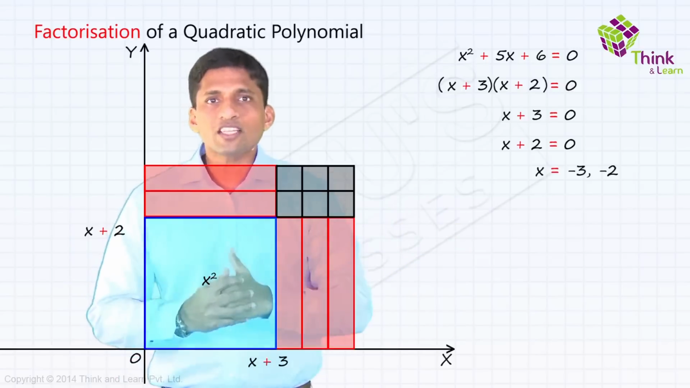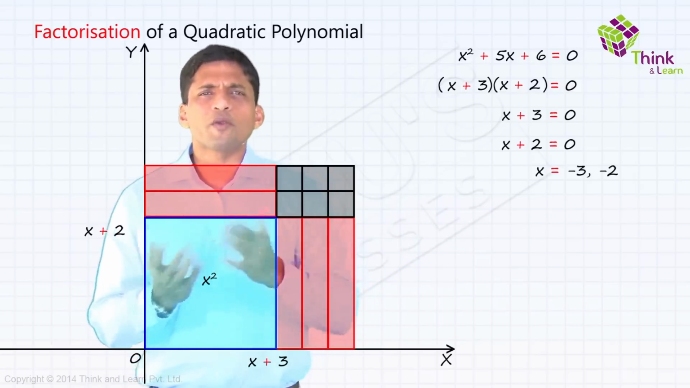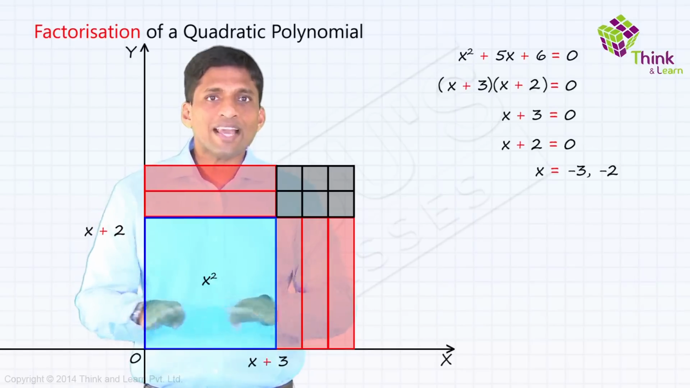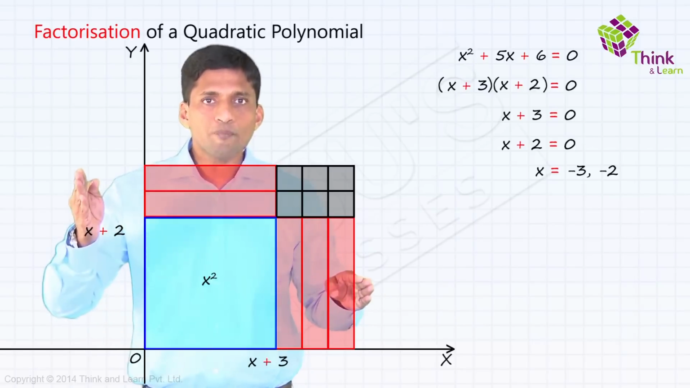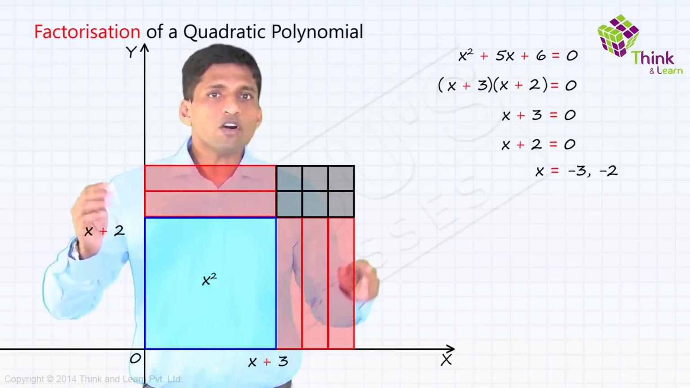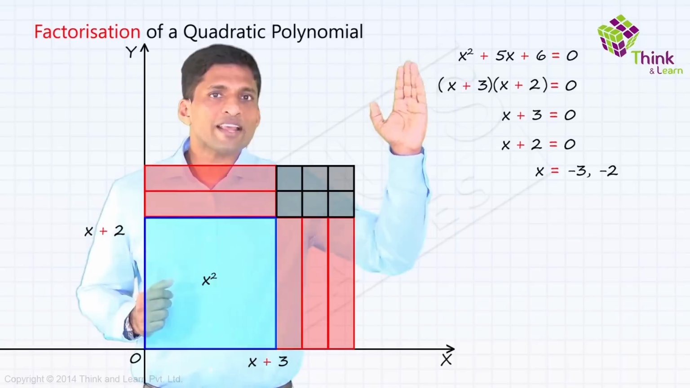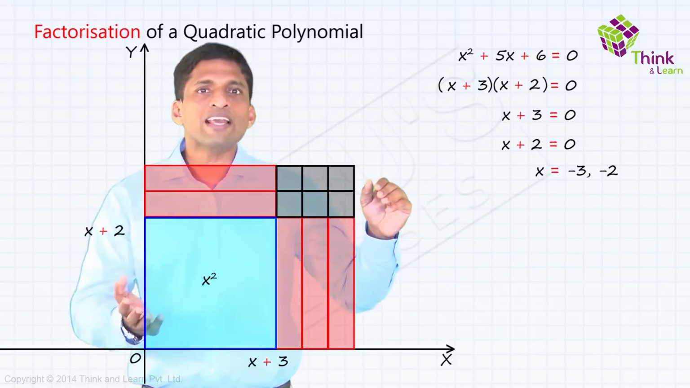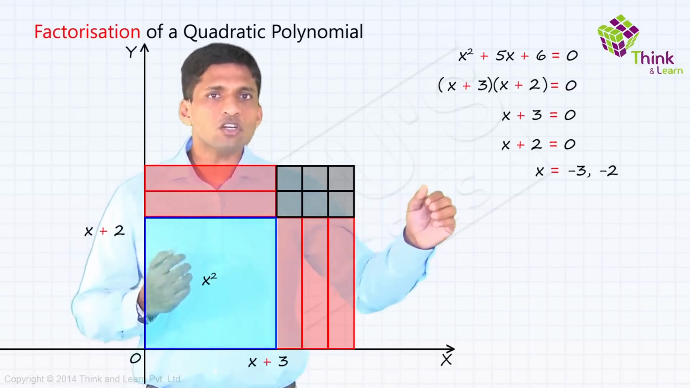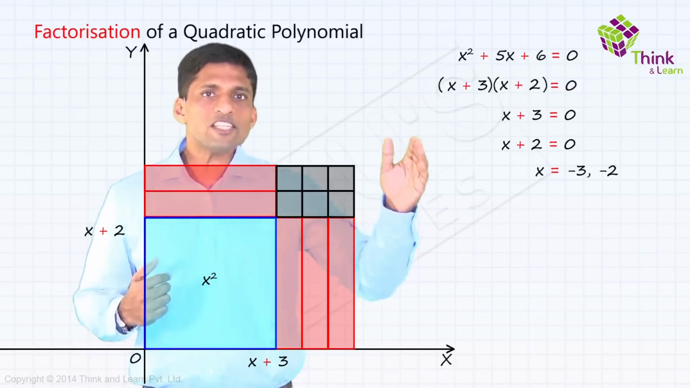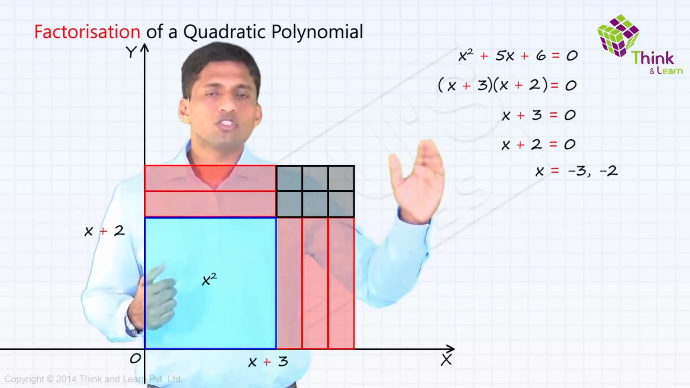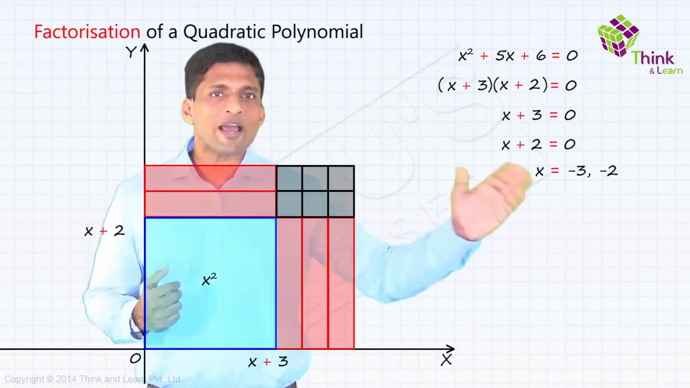Visualizing this is, again, going to be very easy. If you relate to this diagram, see this rectangle with length x plus 3 and breadth x plus 2. So when will it become 0? Here, x plus 3 is the length and x plus 2 is the breadth. You can either make the length 0 so that the rectangle area will become 0, or the breadth 0 so that again it will become 0. That is when x equal to minus 3 or x equal to minus 2. So the roots are x equal to minus 3 and minus 2.